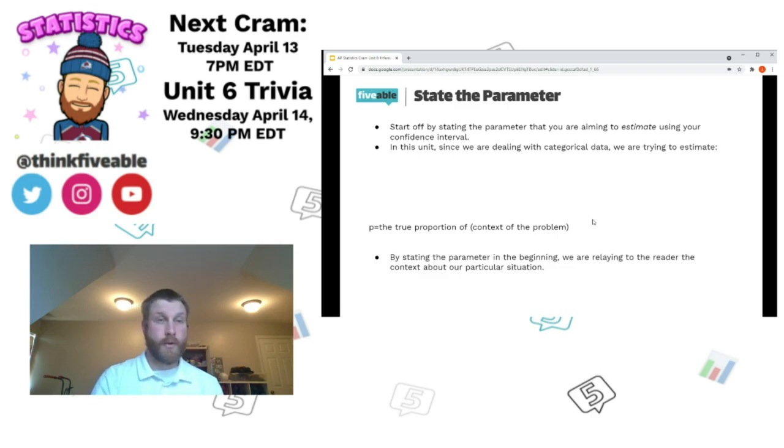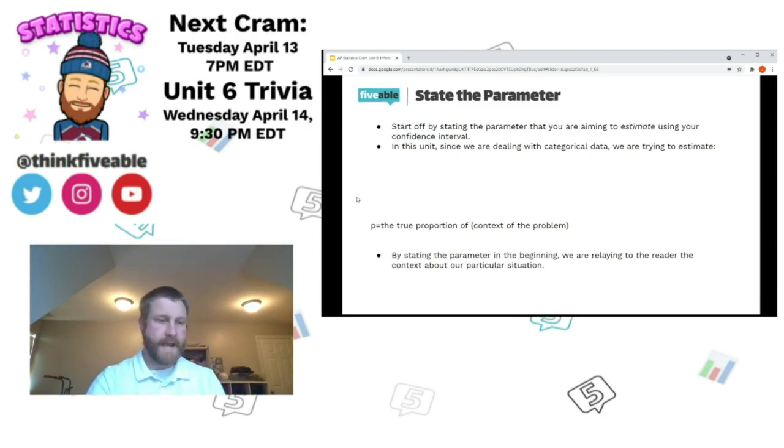So if you're looking to estimate that true p-value, notice there's not a hat here, then you need to tell me what that is. Okay, p equals, what are we trying to estimate? What's the problem about? This is where that context comes into play. And including the word true is telling the reader that you're trying to estimate the population proportion. We're not estimating our sample proportion. We have good, hard data for what that is.